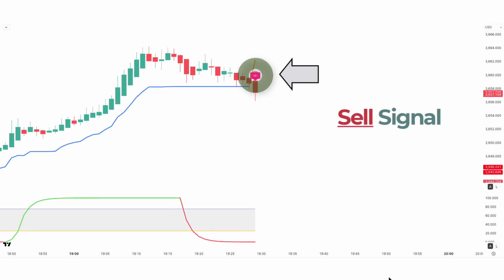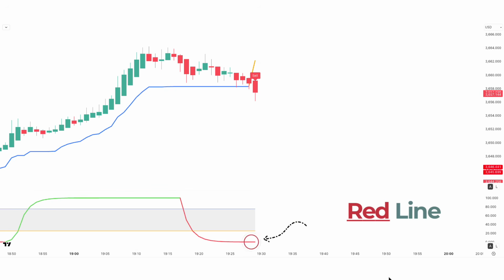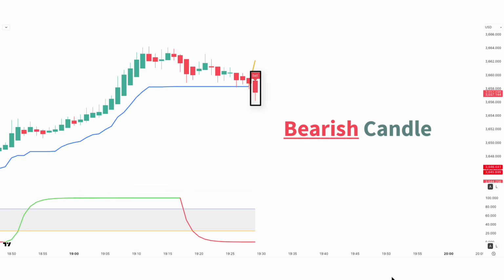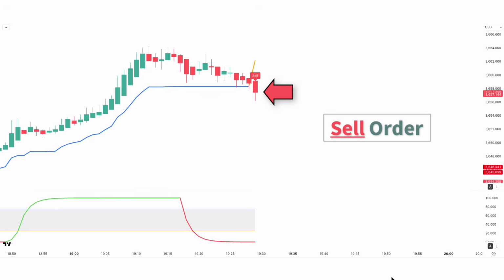Here, the IDX 5 up arrow of this indicator is a sell signal. Here, the red line of the STC indicator is below the black straight line. Here, the market has made a bearish candle to give confirmation. So all our conditions are being fulfilled. So we are placing an order to sell.